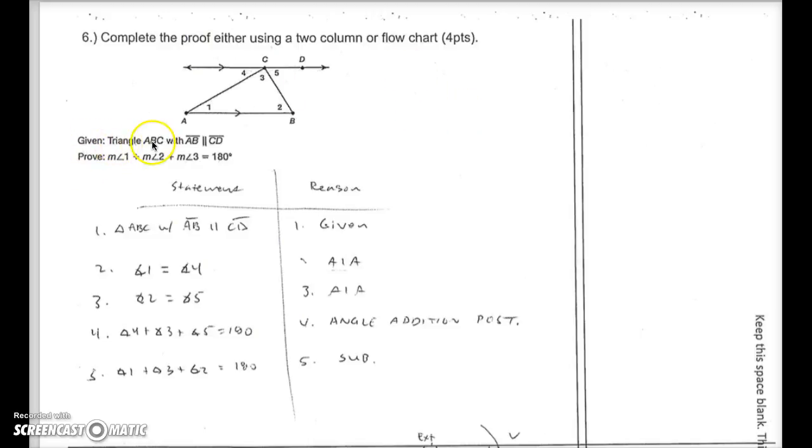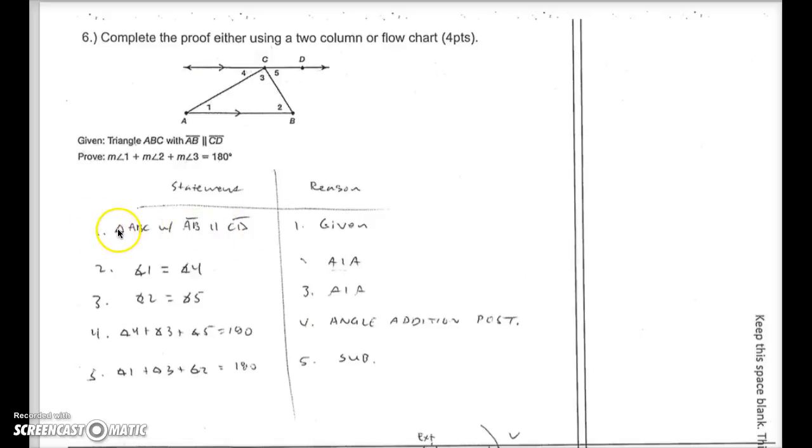Given information, triangle ABC with line segment AB. So here's AB, and it tells us it's parallel to CD. We know it's parallel in the picture because I have these 2 arrows. Always in a proof, the very first thing you do is you take the given information. So this information, triangle ABC with AB parallel to CD, write that for statement number 1. And your reason is given. So in order to get 2 points out of 4, you would have to write that exact statement right there.